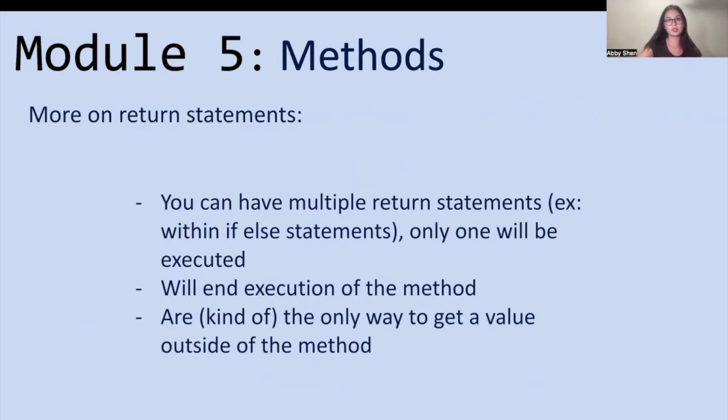So a little more on return statements. You can have multiple return statements if you have an if-else, for example. You might have different cases where different things return, but only one will be executed because your method will exit and stop as soon as it reaches a return statement. And basically, a return statement is the only way for information to exit this method. Like I said with the scope, because most things will be scoped inside of this method, the return statement is how you get anything outside of the method.